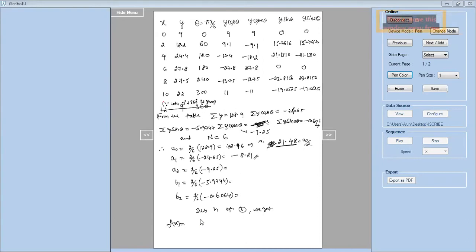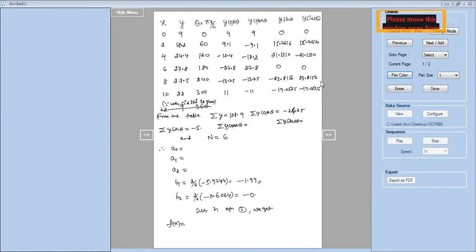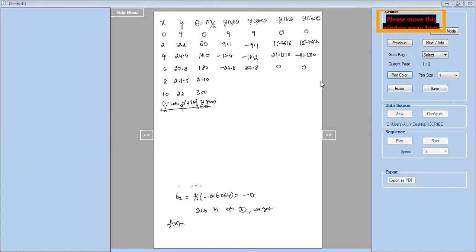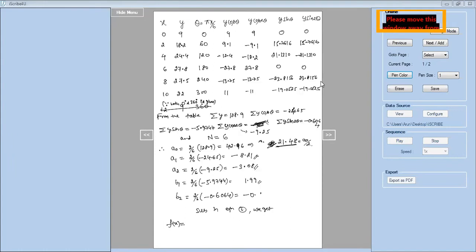Then A2 is minus 3.08. B1 is minus 1.99. B2 is minus 0.2021. Okay, so these are the values of your Fourier series.